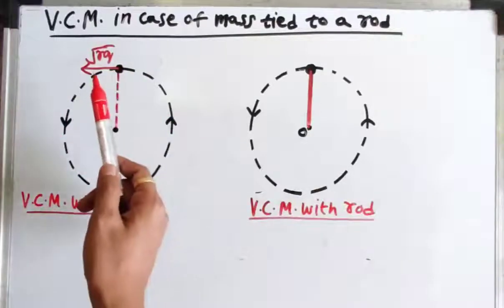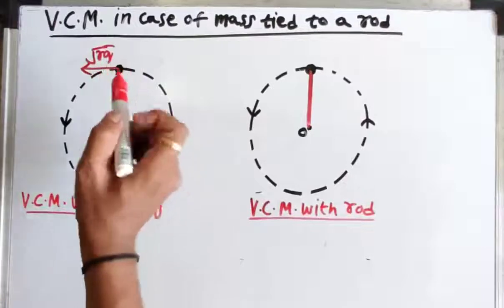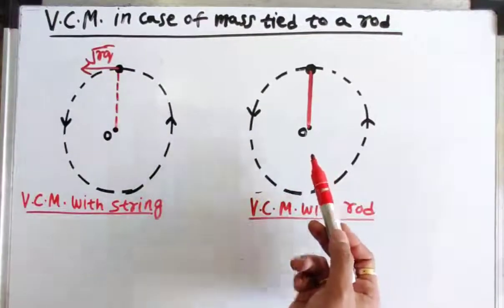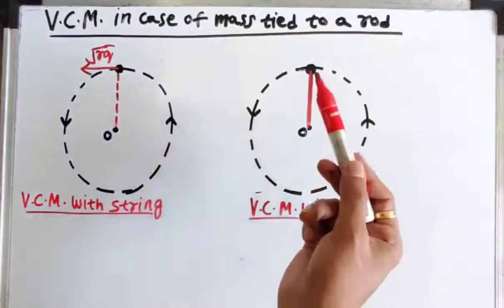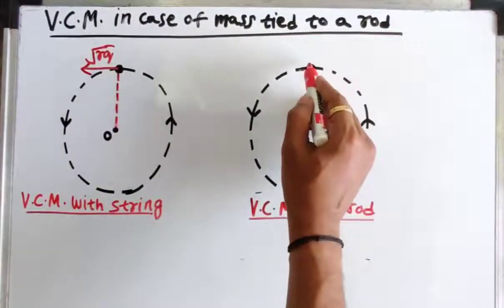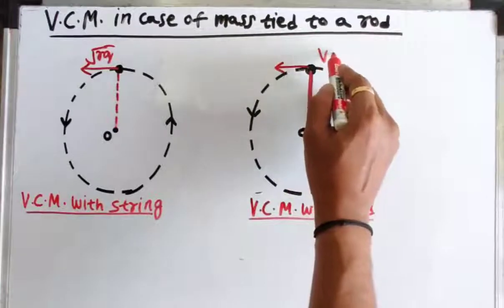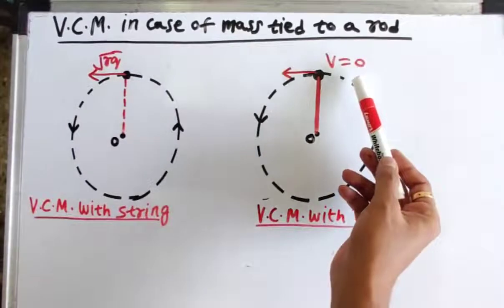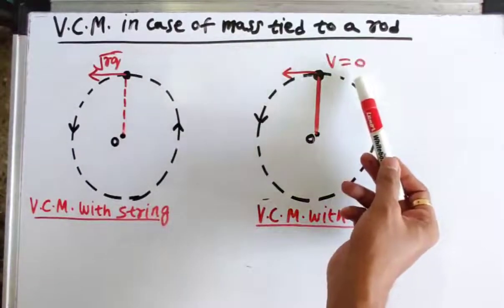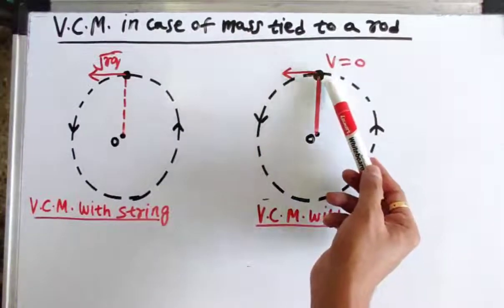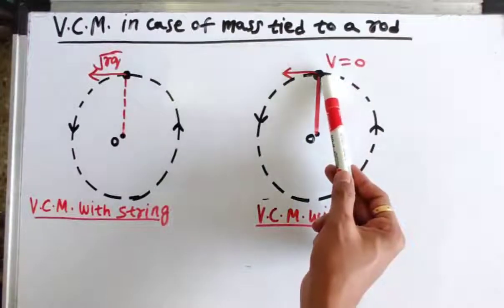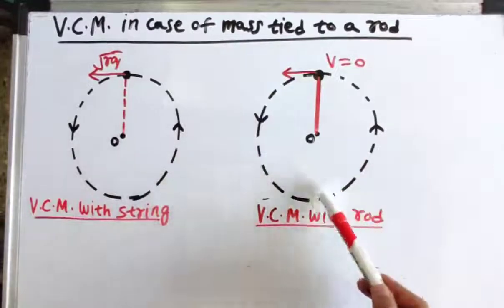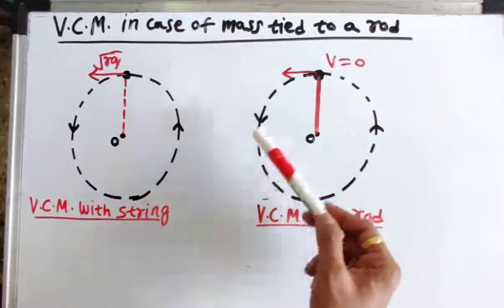So the minimum speed at the highest position is root Rg, but in case of a rod such a condition is not required. Thus in case of a rod, at the highest position the speed can be 0. Even though the speed is 0, due to the property of inertia, this object will continue its vertical circular motion and will fall down and perform the vertical circular motion.